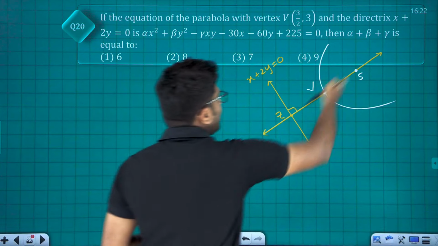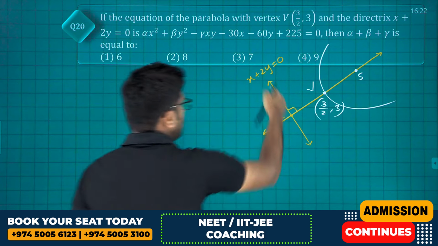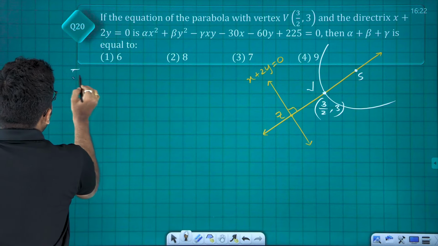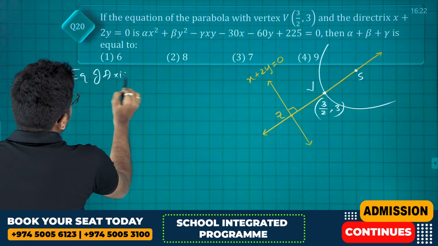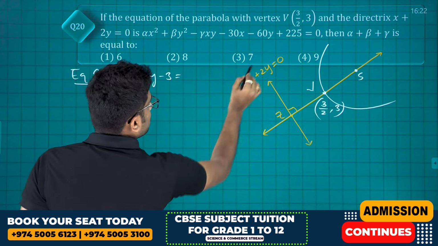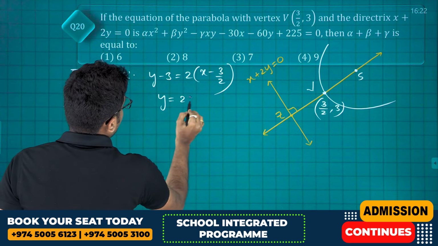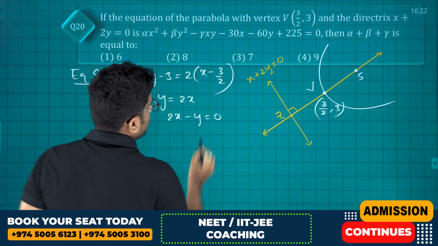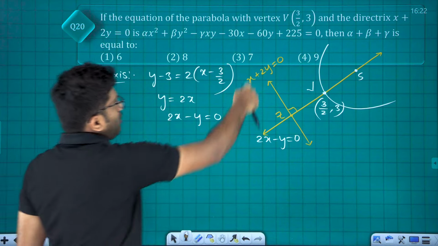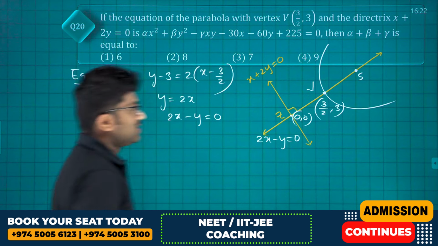Now we can get the equation of axis. How? We have got vertex as (3/2, 3) and slope of directrix is minus 1 by 2. So slope of axis will be plus 2. Now equation of axis will be y minus 3 is equal to slope 2 into x minus 3 by 2. So which is nothing but y is equal to 2x. 2x minus y is equal to 0 is the equation of axis now. Now we have directrix and we have axis. If you solve these two, this point is (0, 0) which is origin.